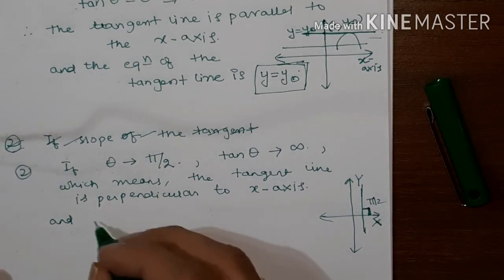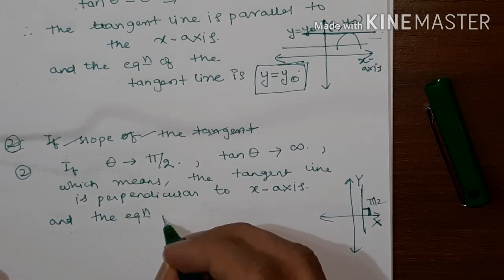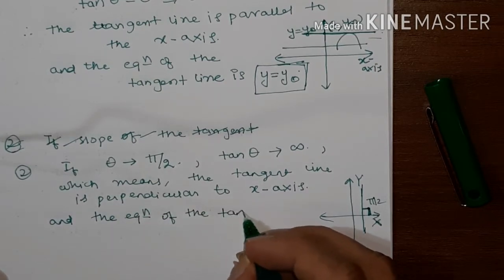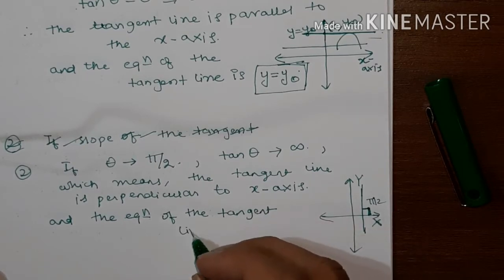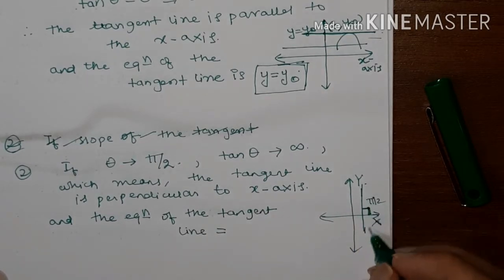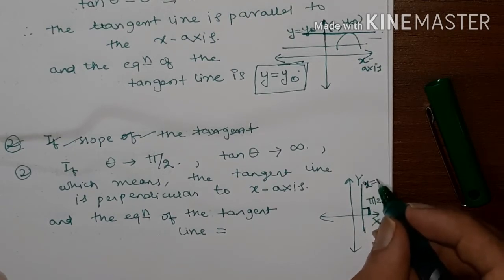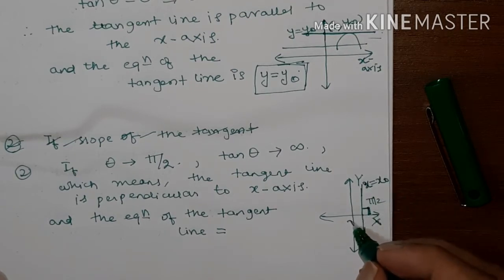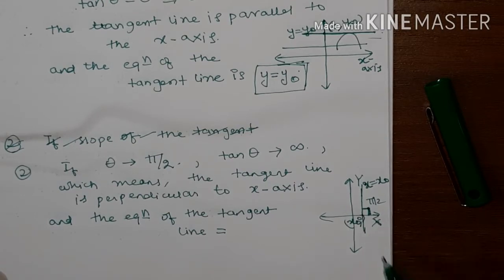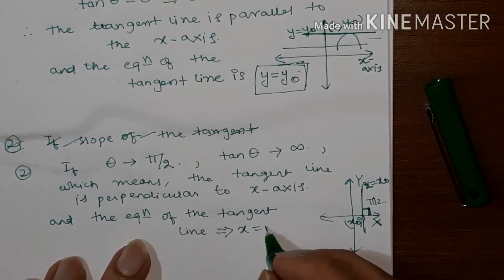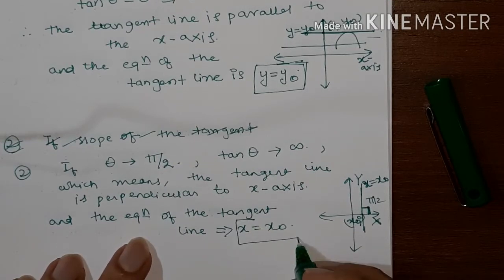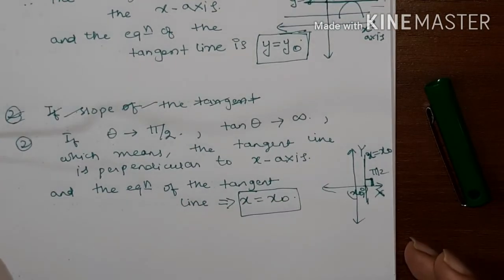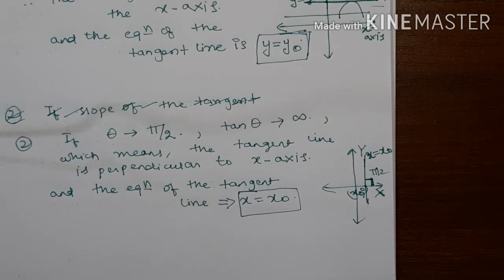And the equation of the tangent line, the equation of this type of lines is x equal to x naught, right? If this is x naught comma 0, then the equation of this line is x equal to x naught. So those were the two remarks, which are also very important.